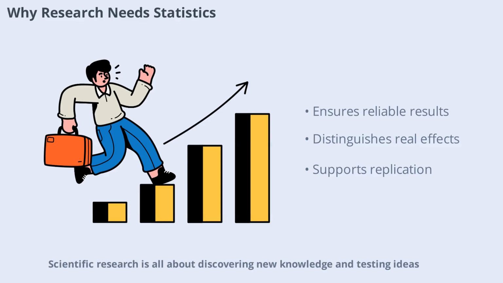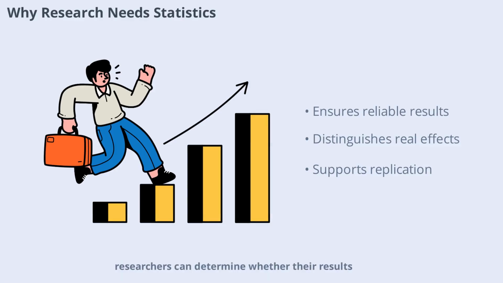Scientific research is all about discovering new knowledge and testing ideas. But how do we know if what we find is real or just a coincidence? That's where statistics come in. By applying statistical methods, researchers can determine whether their results are significant or due to random chance. This process helps ensure that scientific conclusions are trustworthy and can be replicated by others.